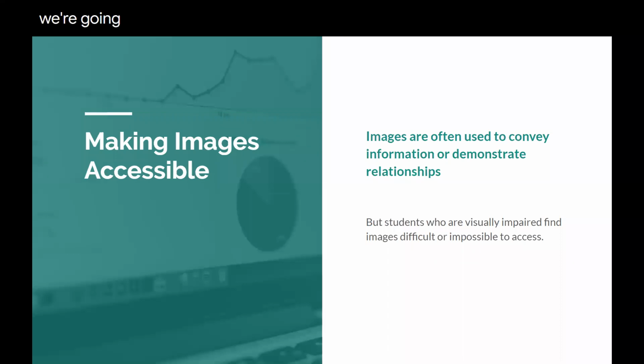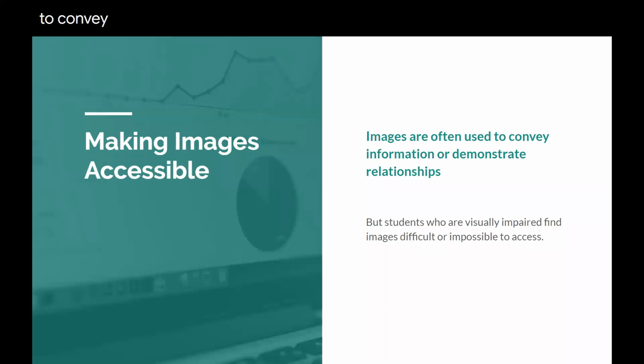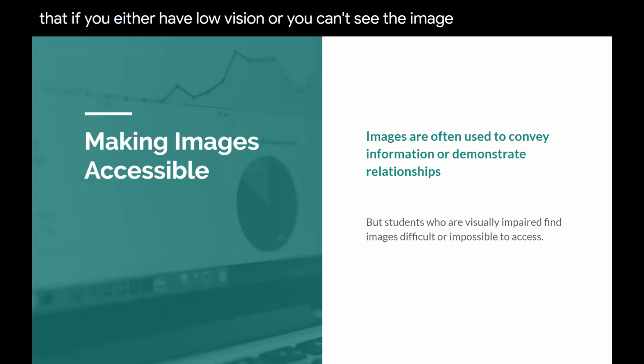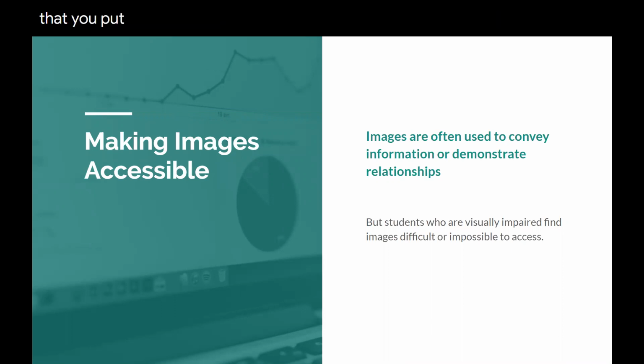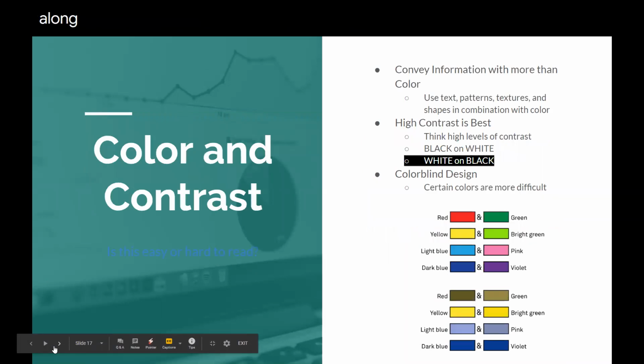So now we're going to discuss how to make those images accessible. Images are used to convey information and demonstrate relationships, but you have to keep in mind that if you either have low vision or you can't see the image at all, the information that you put in the alt text is what the student is going to need. My mouse and I are not getting along today. So here are some things to think about.